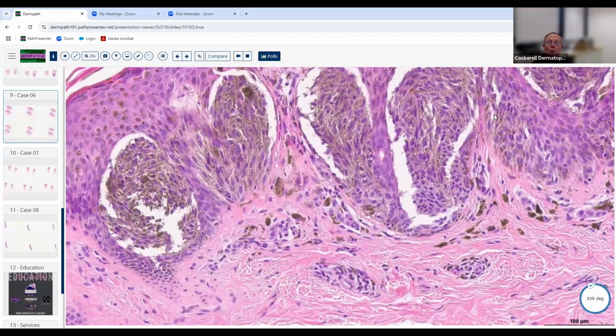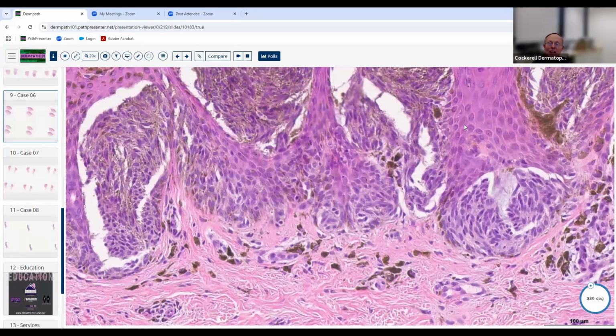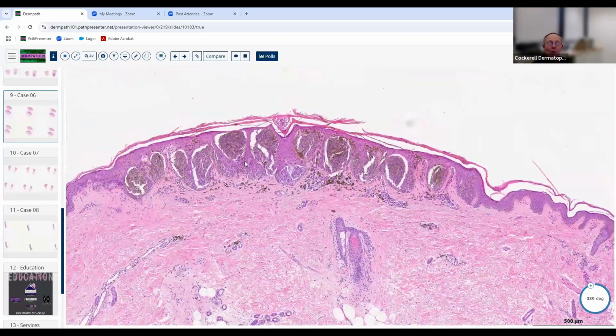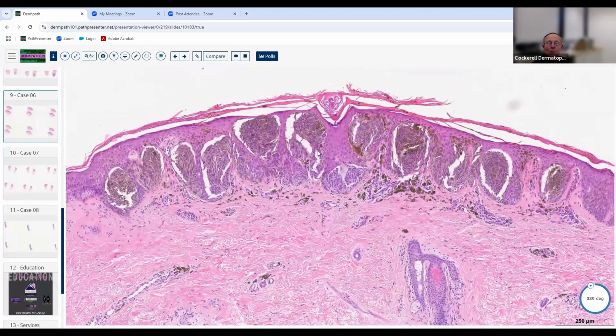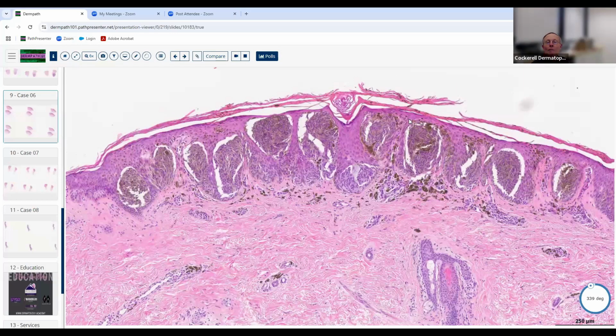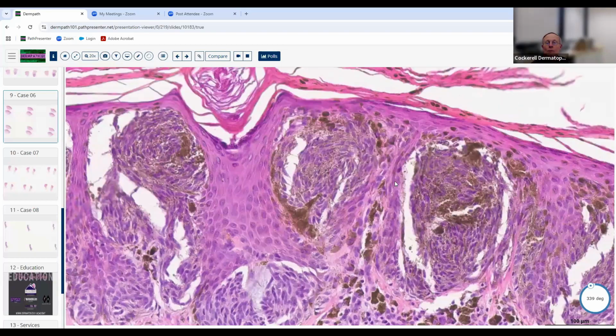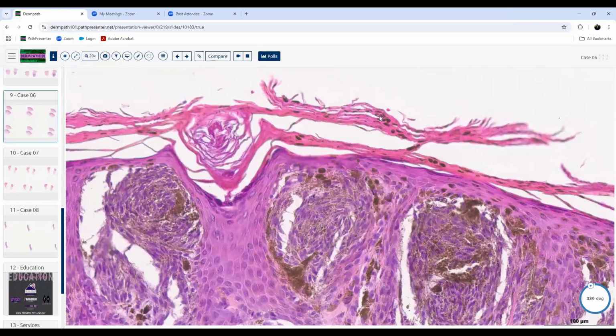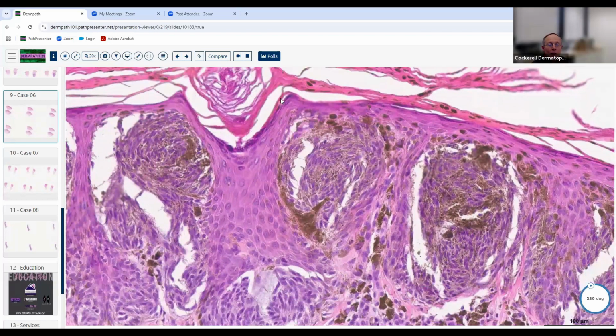Good. Would you really spend a lot of time searching for those if you saw the other features? Probably not, because at low power it did look pretty benign. What about what's going on up here? A little bit of melanin has made it up to the stratum corneum. Good.